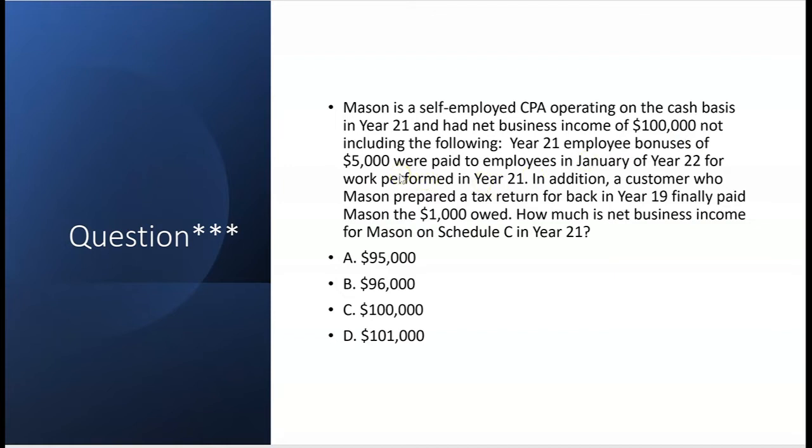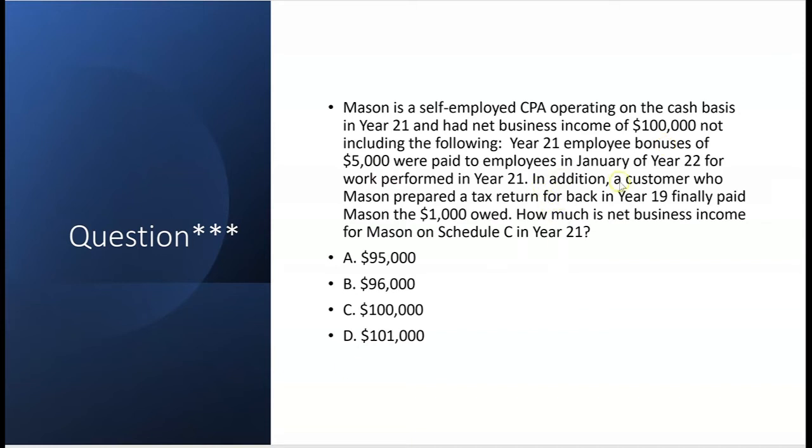Should this be a year 21 deduction since it relates to work performed in year 21? No, because Mason's cash basis, and this payment was made in January of year 22. So ignore this $5,000. We're still at $100,000 for net business income.